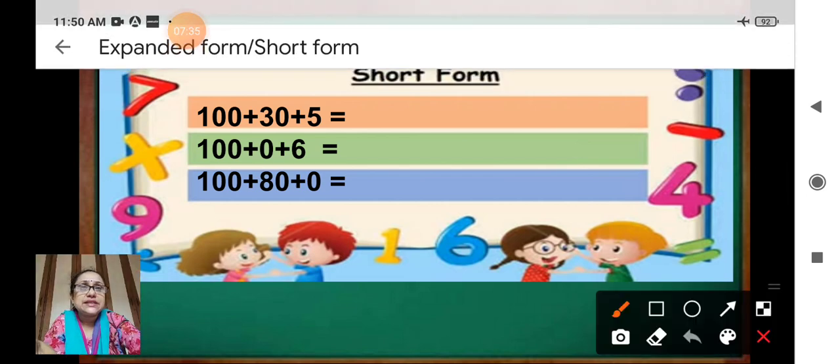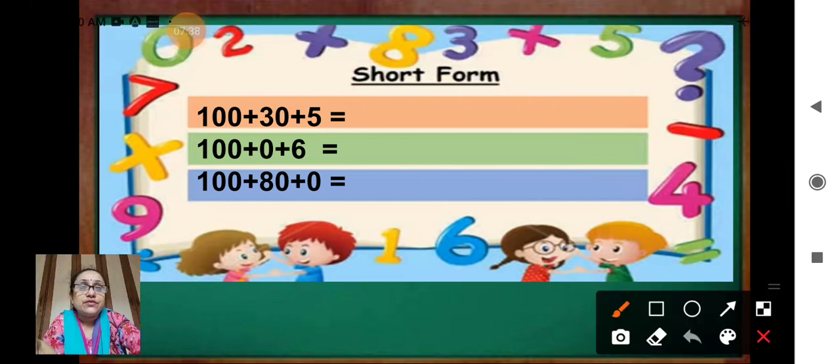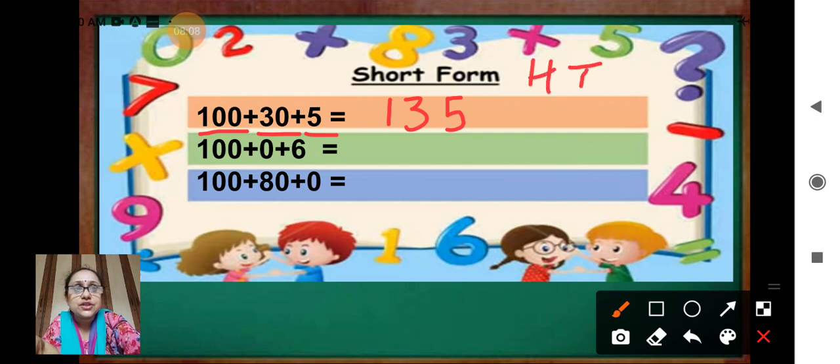Now here you can see, children, when we add the expanded form, we get the short form. Now here you can see the number, it is written 100 plus 30 plus 5. So equal to, what you can write for 100? Yes, you remember hundreds, tens, ones. So write 1. Now 30, that is 3 tens. You can write 3. And for 5, that is in ones place, 5. You remember HTO. Okay.